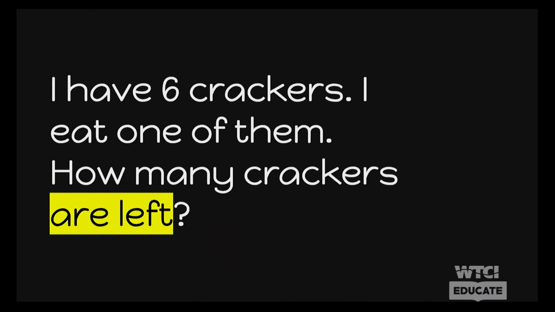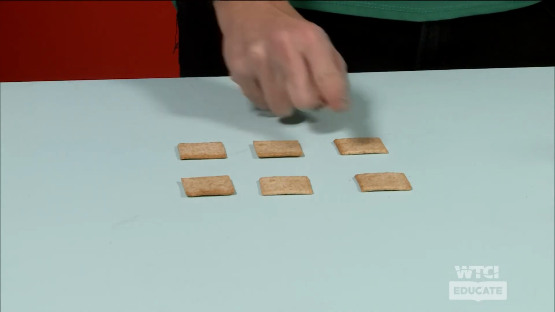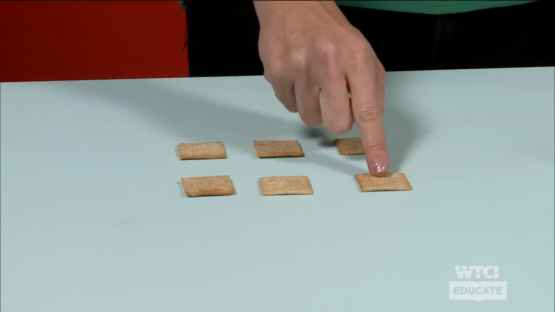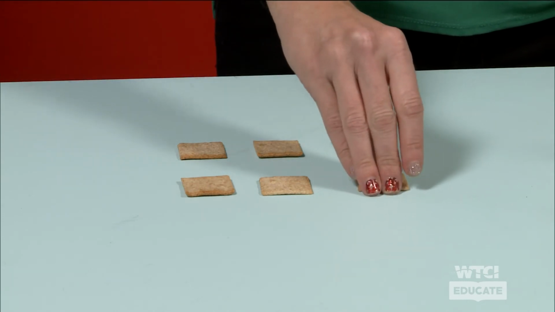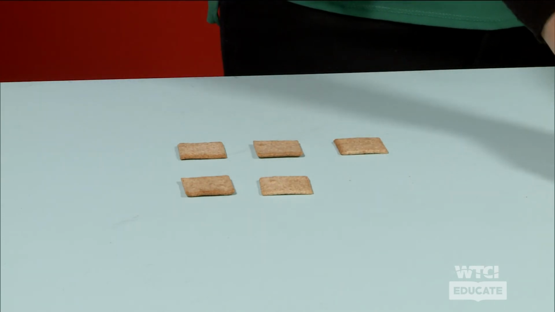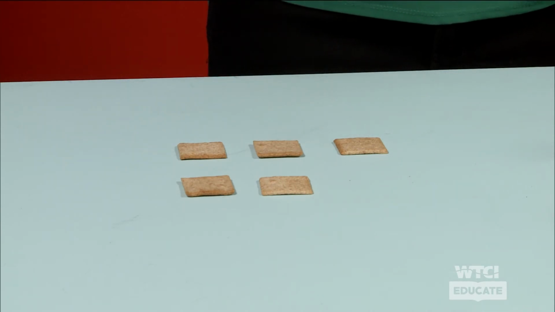This time, I still have 6 crackers, but I eat one of them. How many crackers are left? Okay, let's look at my 6 crackers on the table. 1, 2, 3, 4, 5, 6. What happened next? You got it. I eat one of them. So I'm going to take one away. How many crackers are left?